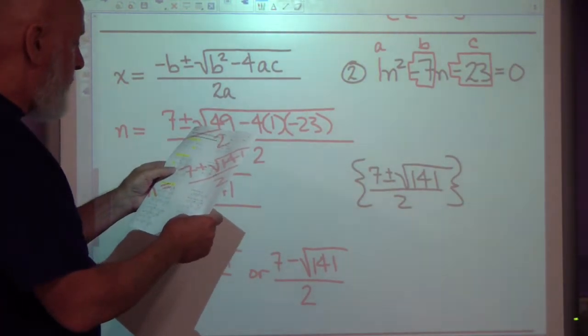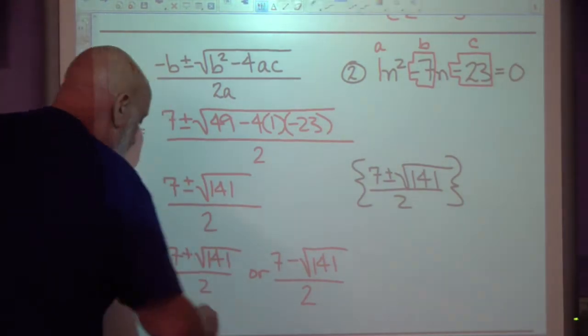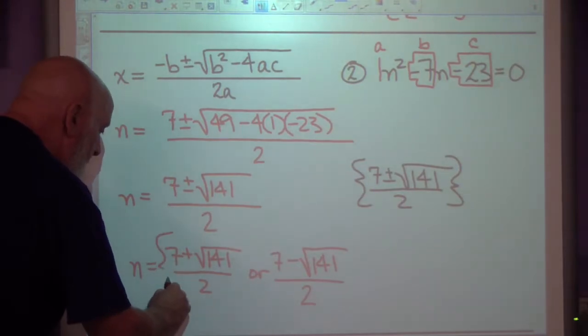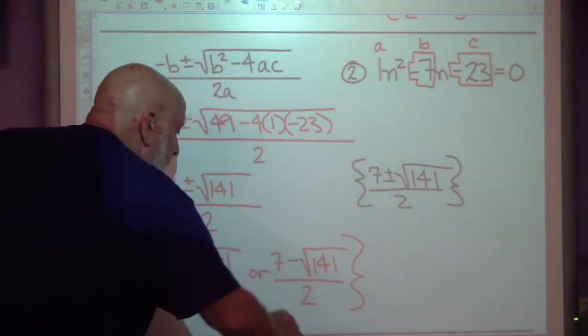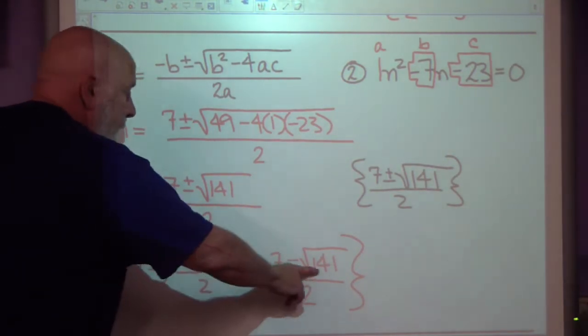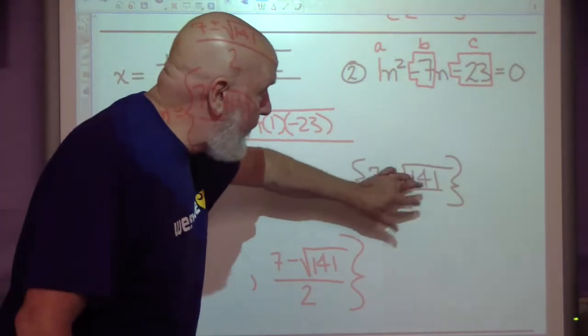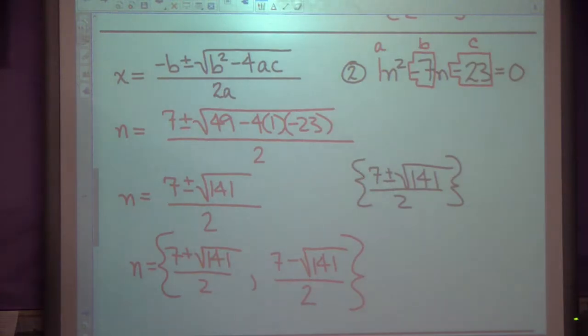Seven plus or minus the square root of 141 over 2. And they actually, in the answer key, wrote it like this. They wrote it as two separate solutions instead of one statement. That's two solutions, but that's written in one statement. All right.